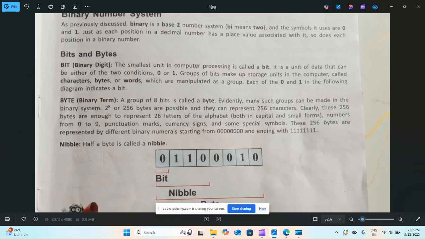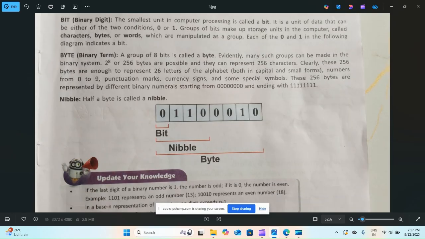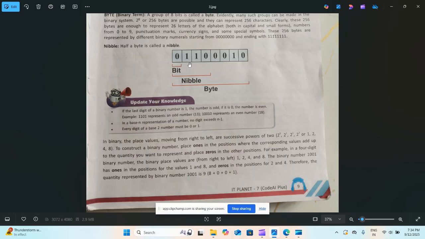Now moving forward. Half a byte: a byte is 8 bits, and a nibble is 4 bits. So this 0110 is one nibble, 0010 is another nibble. Now moving forward, this portion we will come to later.